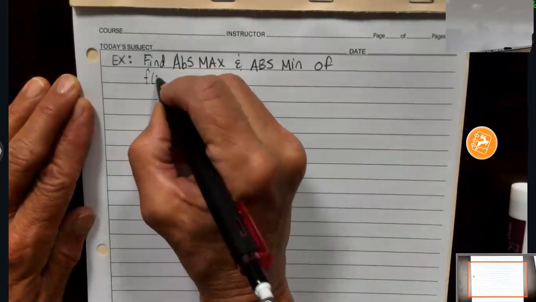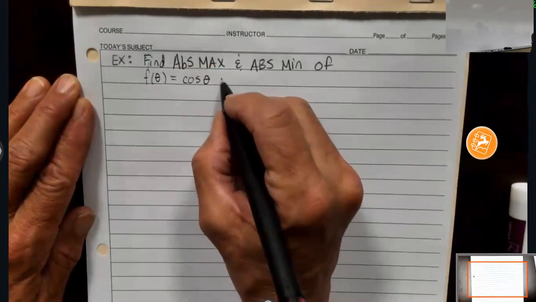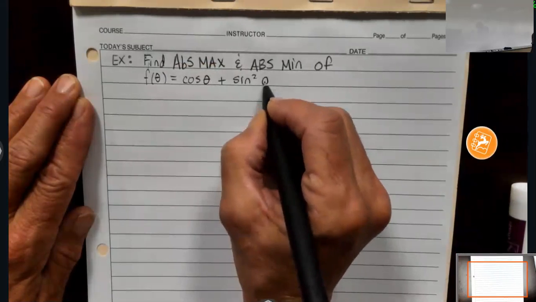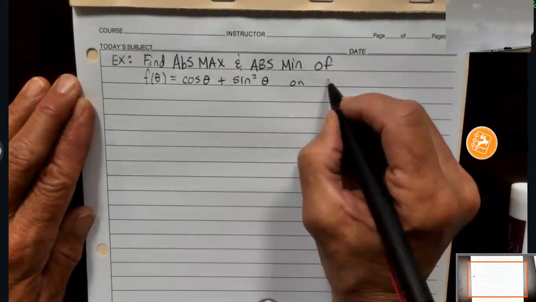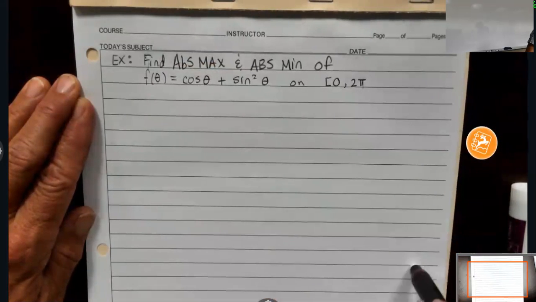Let's see. F of theta is equal to the cosine of theta plus the sine squared of theta. And let's just worry about one period. On the interval from theta is 0 to theta is 2 pi. We know the absolute max and absolute min both exist because this is a continuous function. Cosine by itself is continuous. Sine is continuous, so sine squared is. And then the sum of two continuous functions is continuous. There's no breaks in this graph.